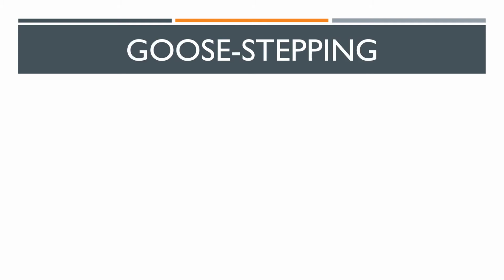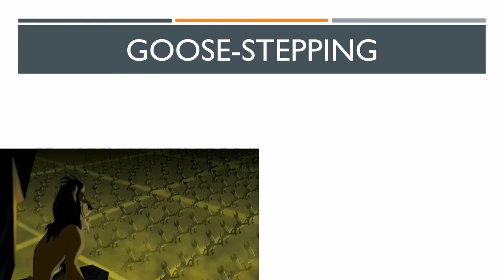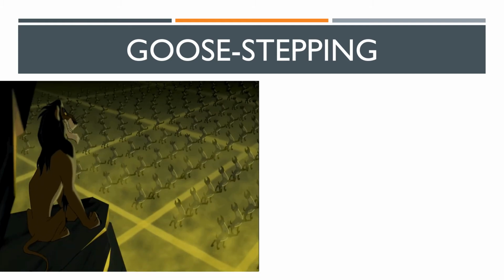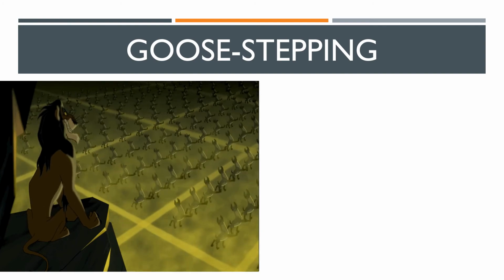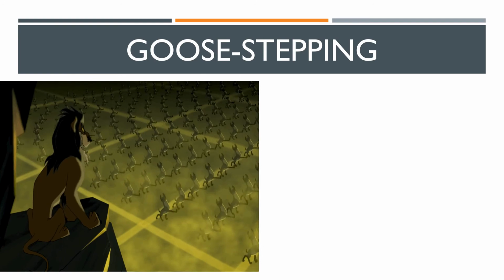Okay, so one thing that you may have noticed is that the hyenas were walking a certain way. The way that they were walking is actually called goose stepping. Did you see how they were walking? Here's a little GIF you can see of this. They were walking with their paws completely outstretched. Now, that is called goose stepping.